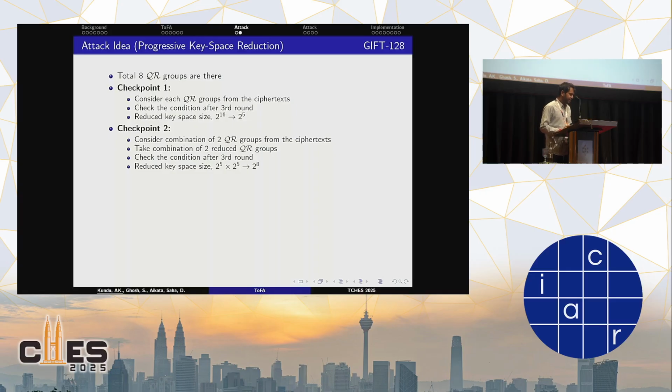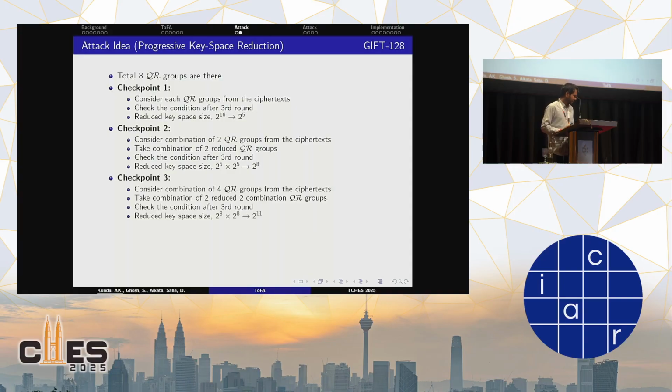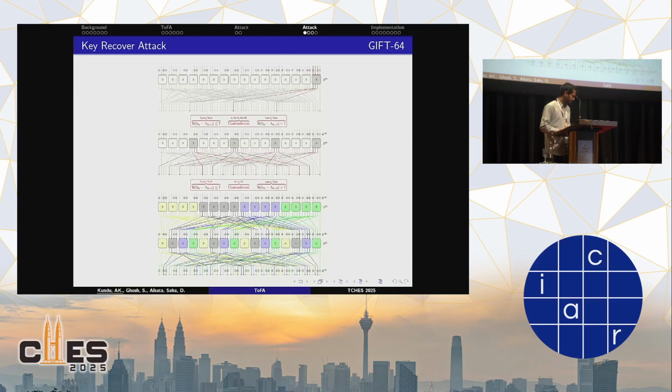So we got the key space of the combination of two QR groups, and after that we will combine 4 QR groups. 4 QR groups means two combinations of QR groups. This has a total key space of 2 to the power 16. After checking the condition, it will reduce to 2 to the power 11. And now we will take all the possible QR groups, and this has 2 to the power 22 total key space size. After checking all the conditions, this will reduce to 2 to the power 0, that is, unique. So this is the key recovery attack for GIFT-64.